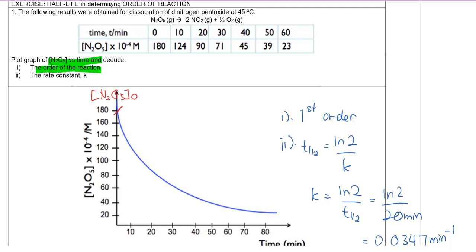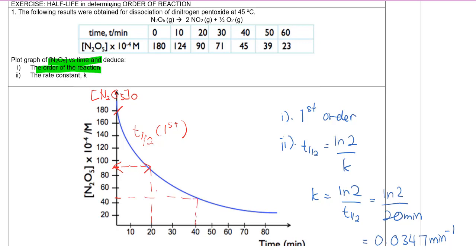Okay, 180. To become half, 90, since 180 divided by 2 is 90. So this is the first half-life. The time taken here is 20. So label half-life first. Okay, so from 90 to become 45. 45 is somewhere around here.